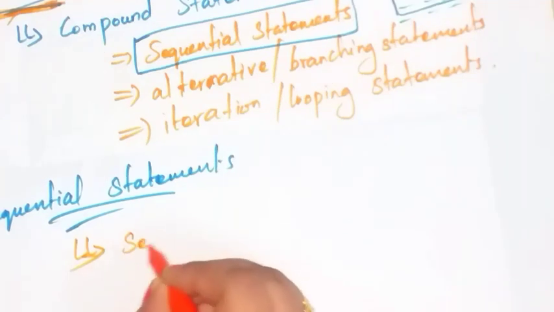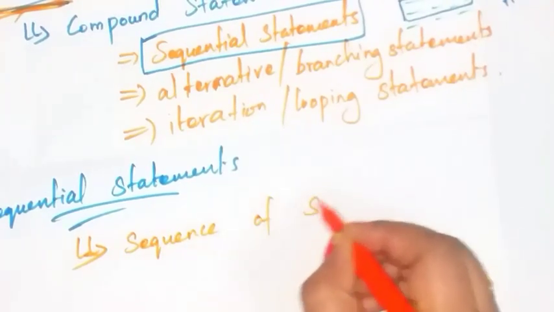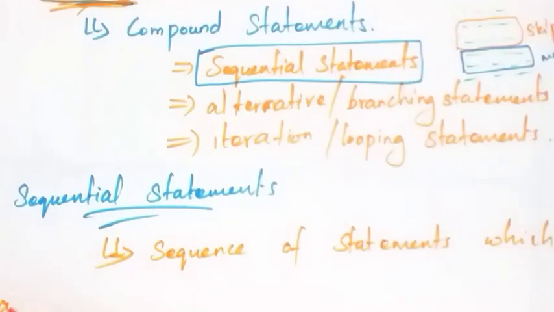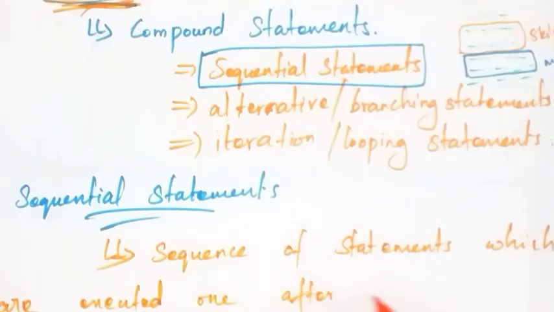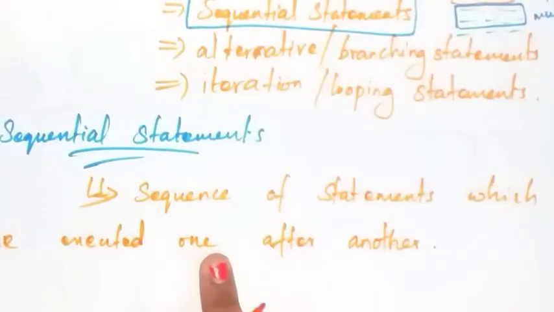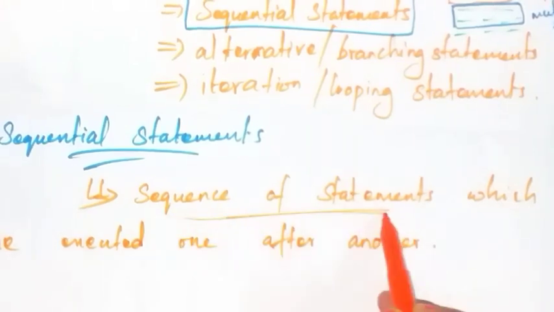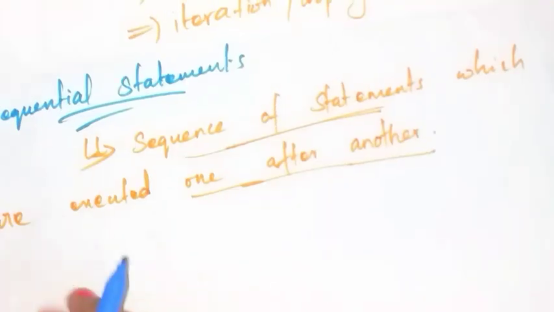Okay. A sequence of statements which are executed one after another is called sequential statements. These sequential statements are executed one by one in the sequential order. So a sequence of statements which are executed one after another. Okay, one by one. So now let us see one example.